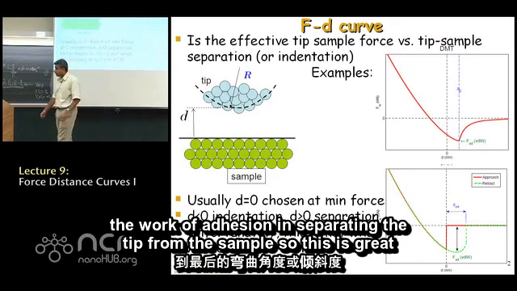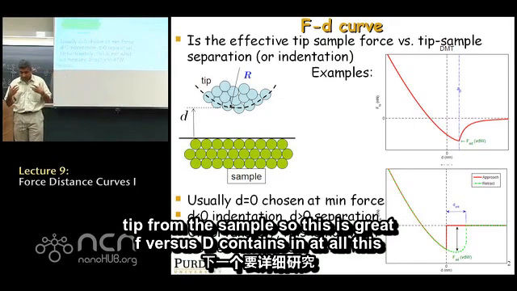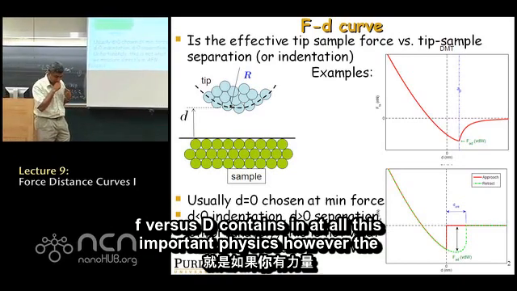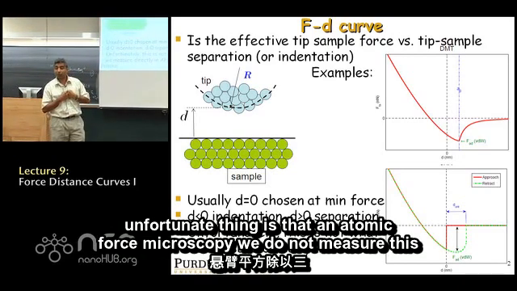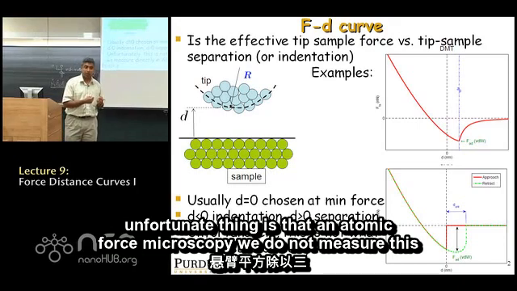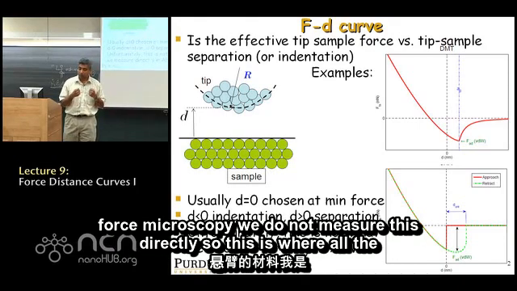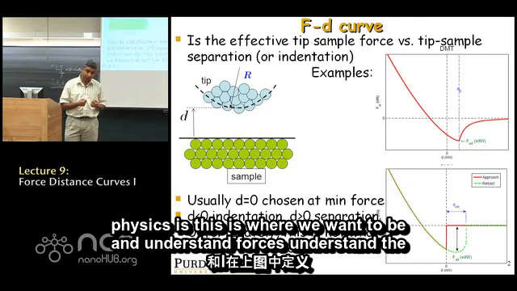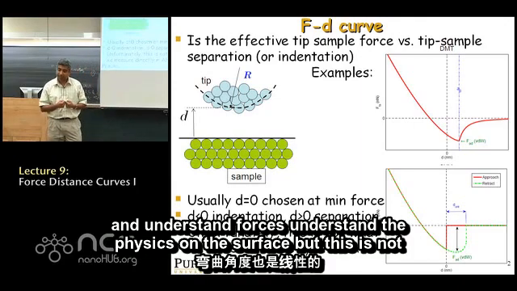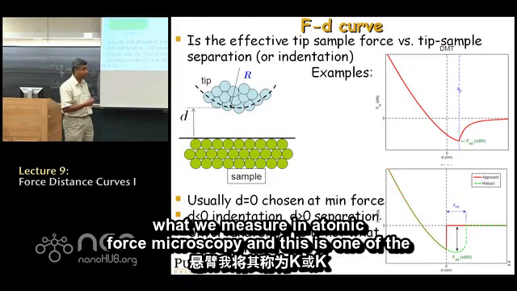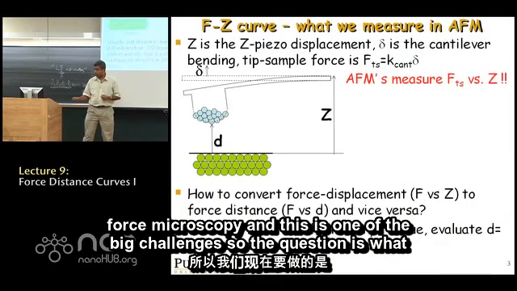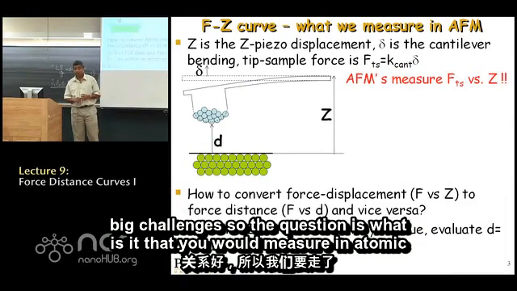So this is great. F versus D contains in it all this important physics. However, the unfortunate thing is that in atomic force microscopy, we do not measure this directly. So this is where all the physics is. This is where we want to be and understand forces, understand the physics on the surface, but this is not what we measure in atomic force microscopy. And this is one of the big challenges. So the question is, what is it that you would measure in atomic force microscopy?